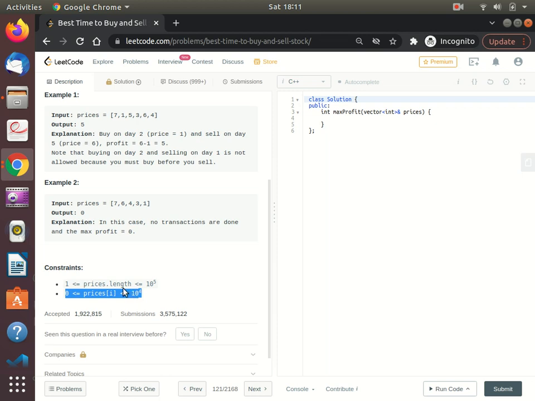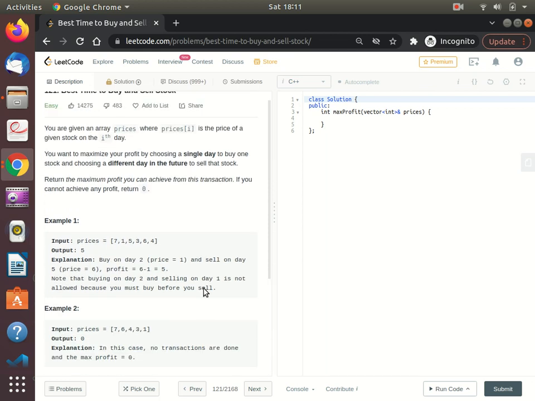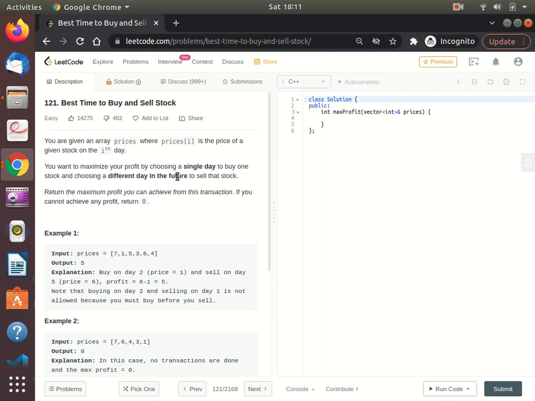So when we try to multiply it with the range, we must keep in mind that this should not go above 10 power 9. Also, since it's in 10 power 4, we can use an int and we don't need to use a long. So okay, let's logically look at the question.